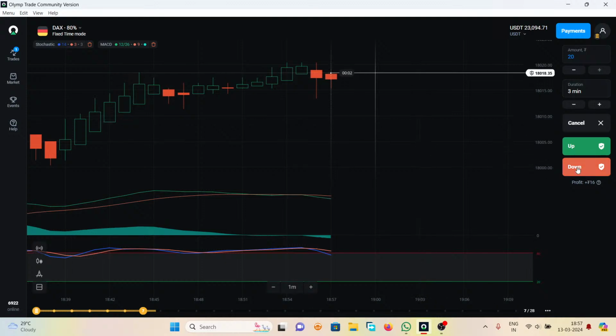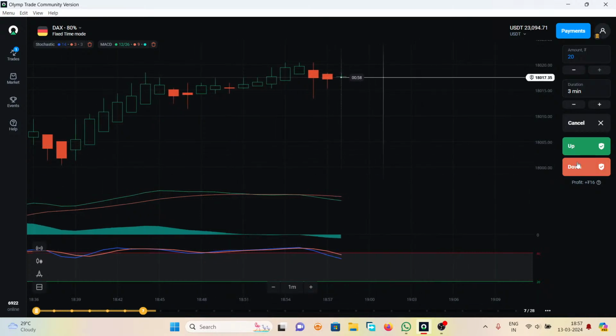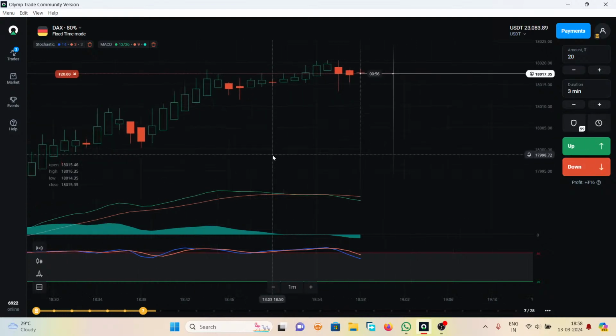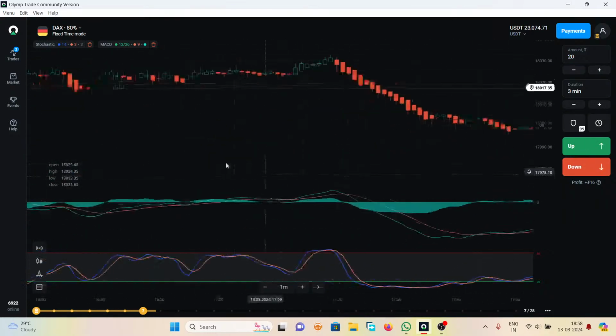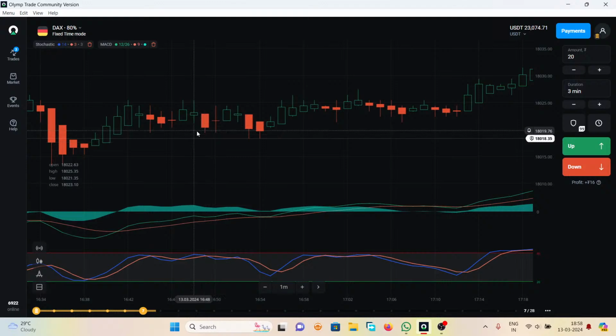In that situation we will get a proper signal from up to down, down to up, and we can easily use it. A lower market activity period means we will have a chance to see these kind of candles.